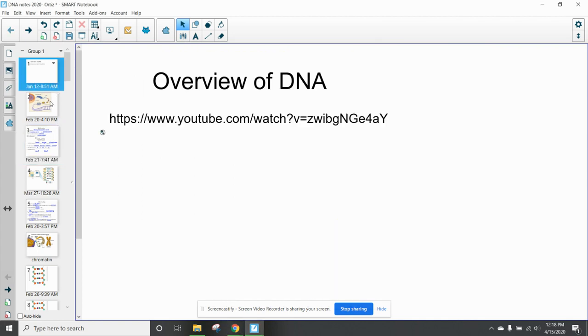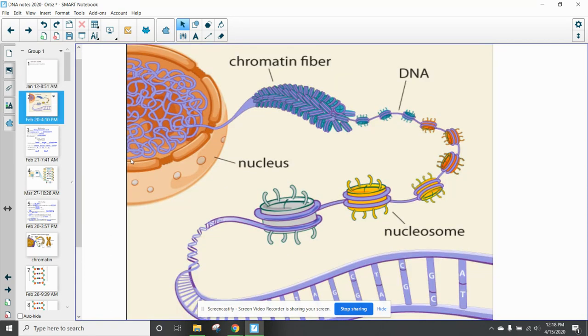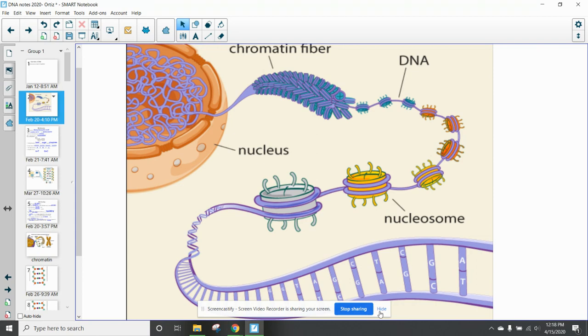I want to go over with you today a review of DNA. You watched the video on Tuesday regarding what DNA was, and you answered some questions for me. So let's look at how DNA gets set up inside of our cells. You can see that here, DNA is this double-stranded helix, kind of looks like a twisted ladder, and it gets wrapped up around proteins, which then get wrapped up around more proteins and eventually stacked inside of the nucleus.